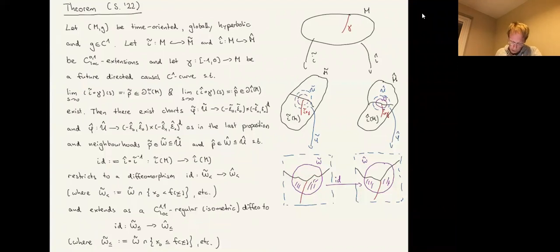And the other comment I want to make is that if you assume more regularity on the extensions, so for example, if you assume that the extensions are C1 extensions, then you also gain regularity on the extension of the identification map. You always gain 1 degree of regularity. So if you assume that both extensions are C1, then the identification map extends as a C2 map to the boundary.